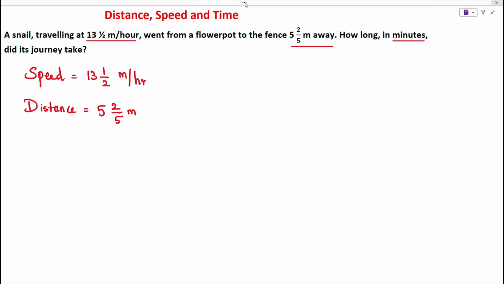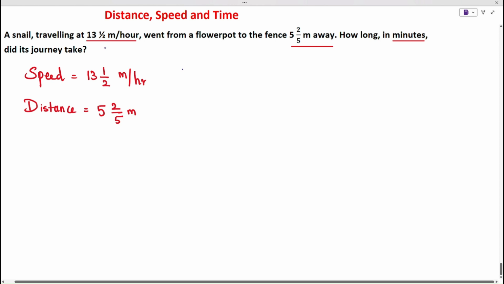Now if we look at the two values that we have, we can see that speed is in meters per hour and distance is in meters. However, the question asks us to give our time period in minutes, not in hours. So this is something we have to consider when solving the question. We can take it in hours to make life easier, but you have to remember to convert it to minutes before you put your answer down, otherwise you can get it wrong.